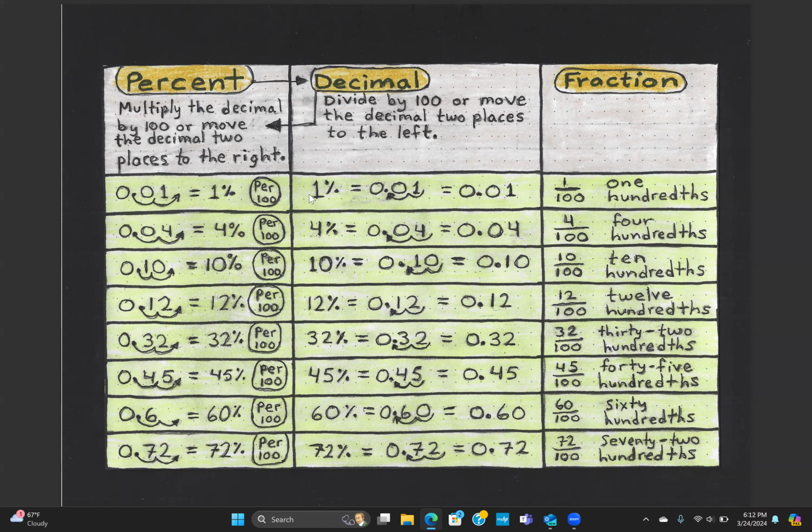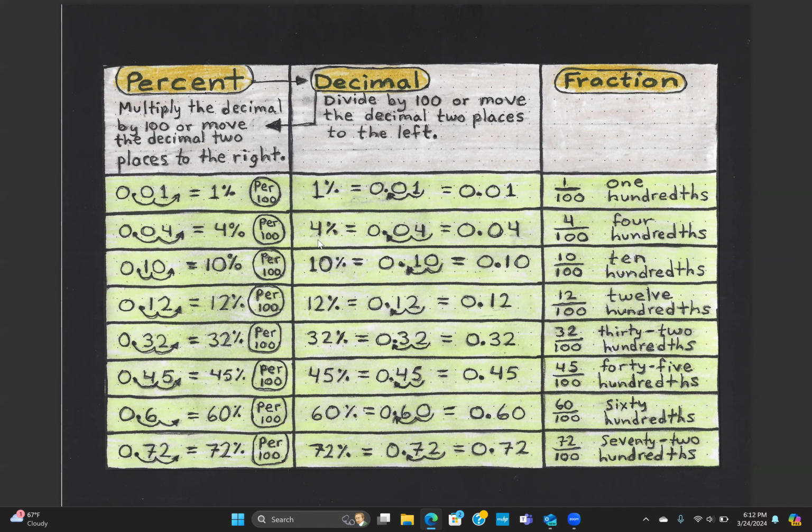We either divide the percent by 100 or we move the decimal 2 places back to the left. We start from the far right and we move that decimal 2 places to the left. And so now 1% turns back into 0.01 or 100ths, as you see right here, as a fraction because these three terms are interchangeable. They mean the same thing.